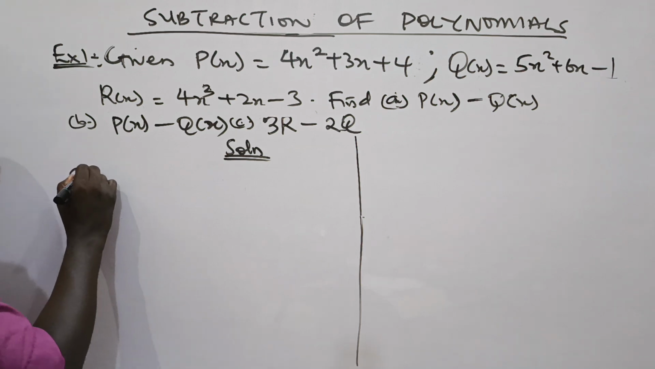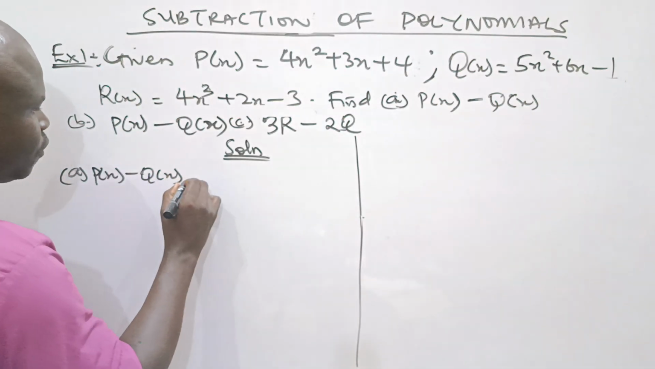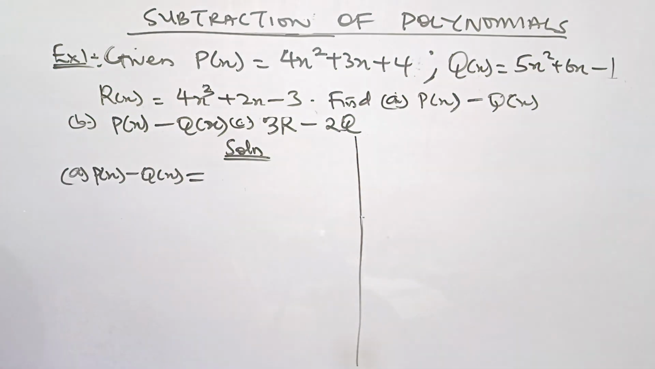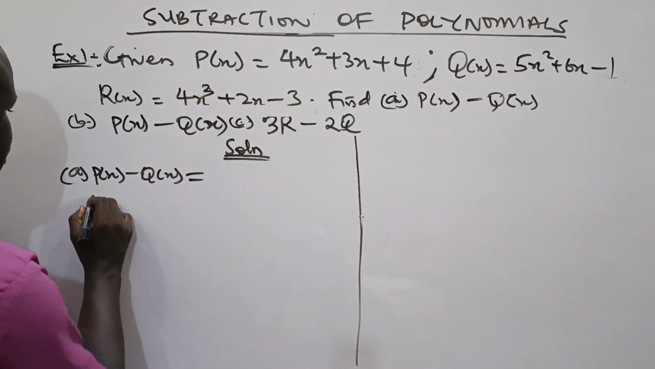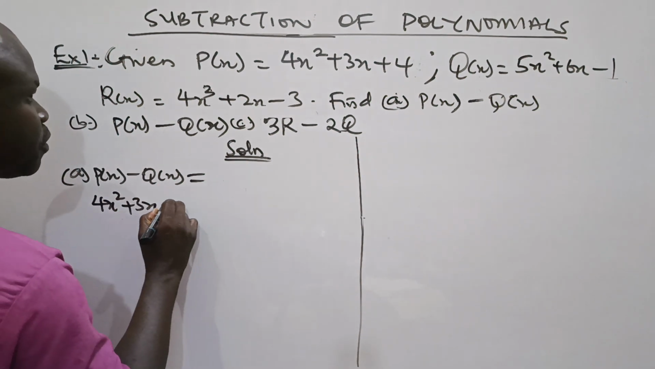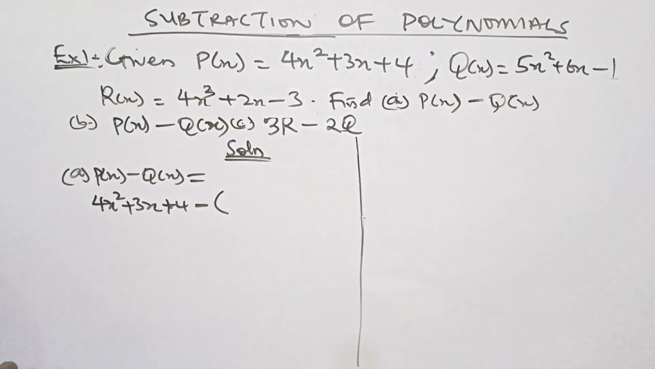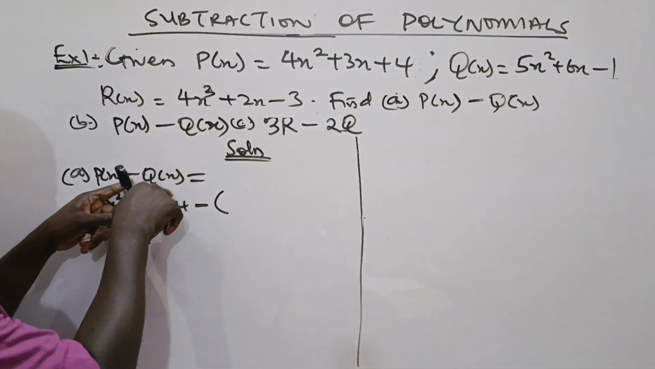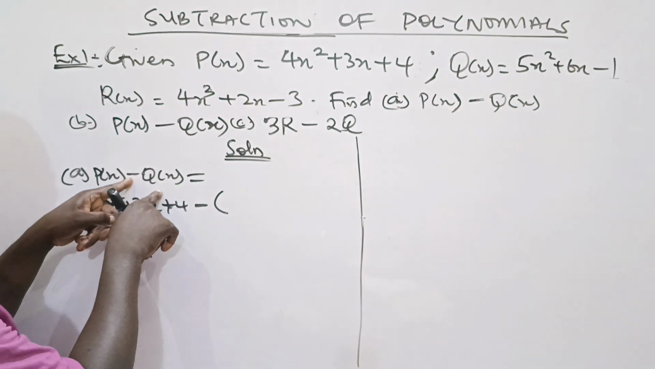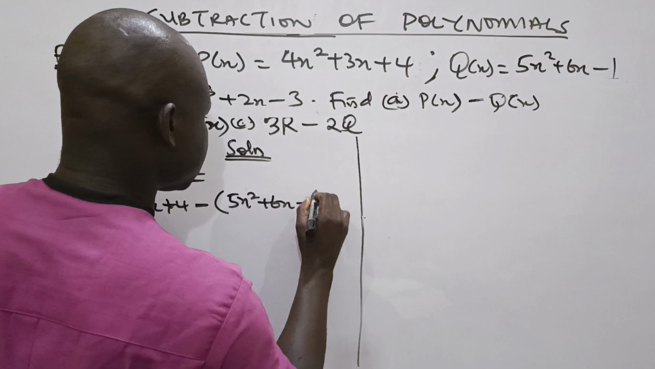We start from the first question where we have P of x minus Q of x. Under subtraction, we have to be very careful. What is P of x? Let's write out the value of P of x: 4x squared plus 3x plus 4, minus, we are going to put bracket there, because this minus here controls everything about Q of x. What is Q of x? 5x squared plus 6x minus 1.